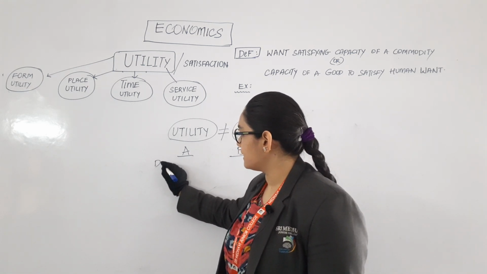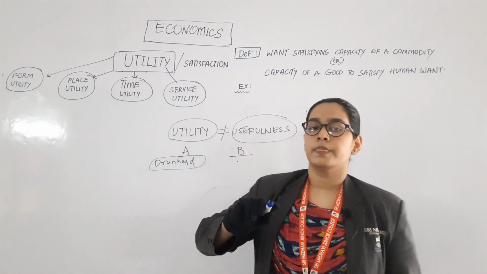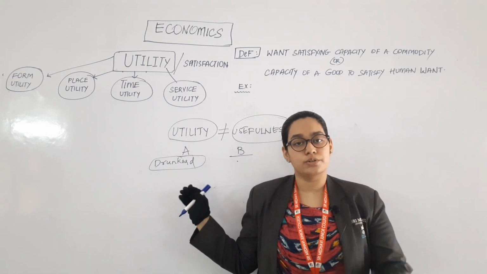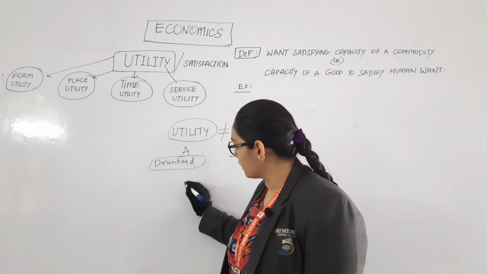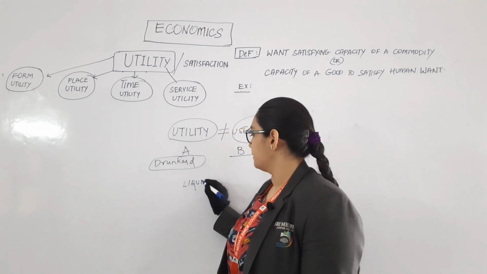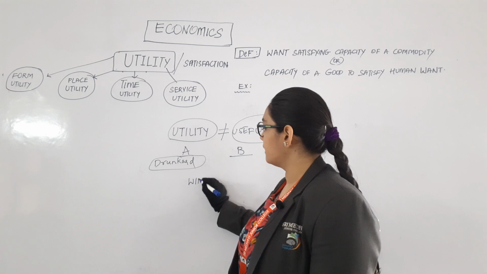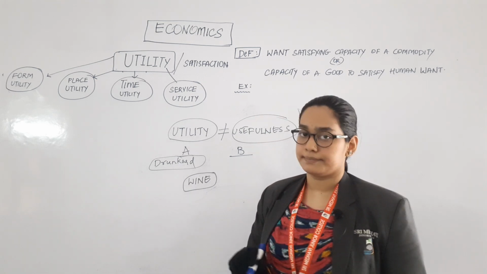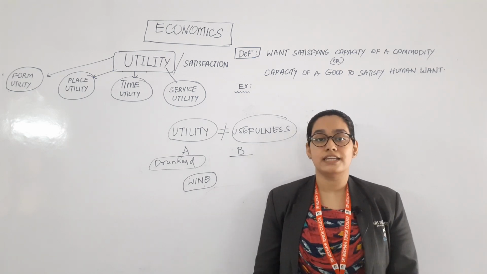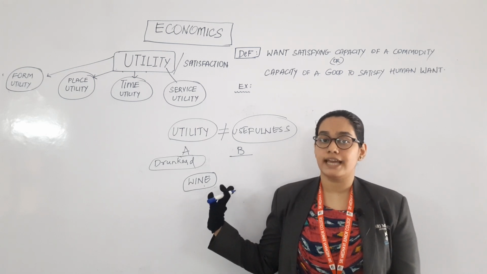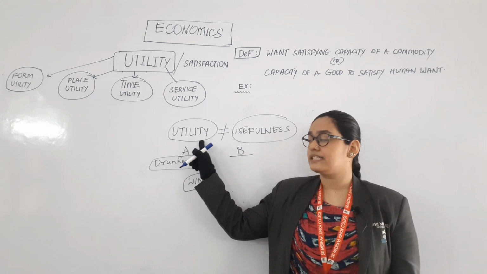Person A is a drunkard, that means a person who drinks, whereas B is a normal human being. Now we have a commodity called liquor, or you can also call it wine. This is obviously not useful for any human being because it is very harmful for health. That means wine is not useful for anyone, but still it has utility.